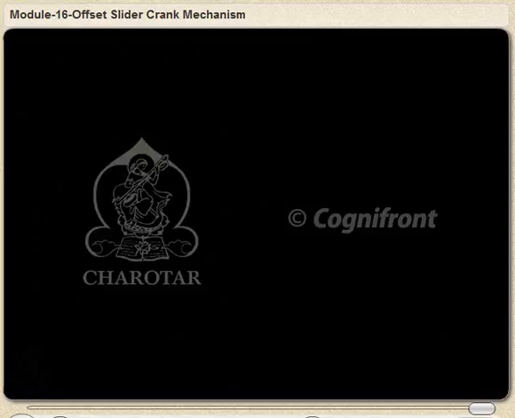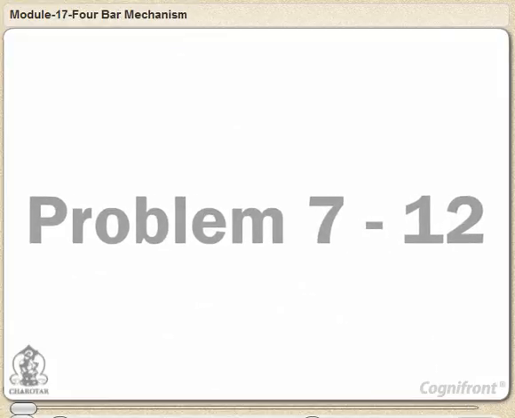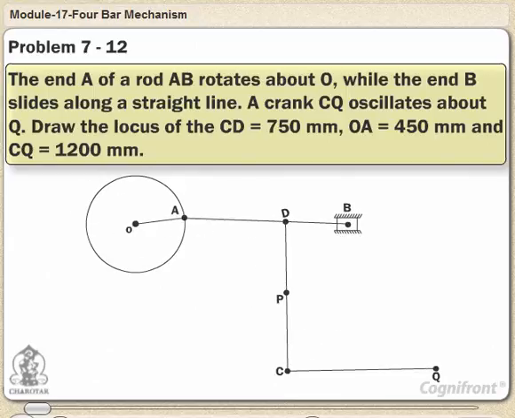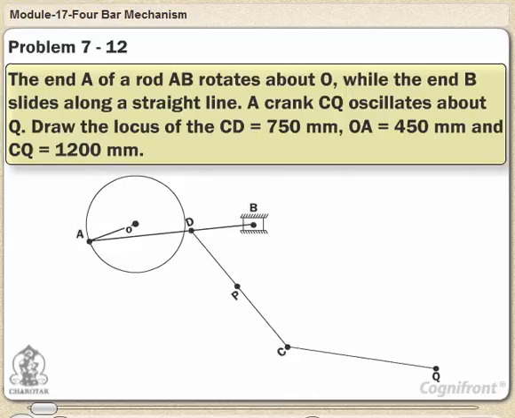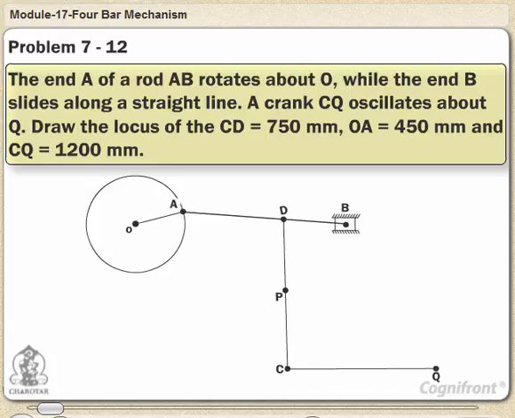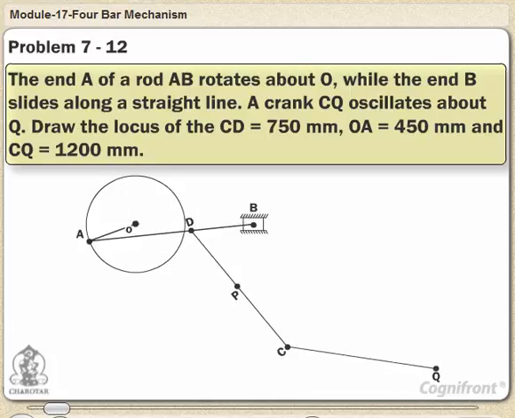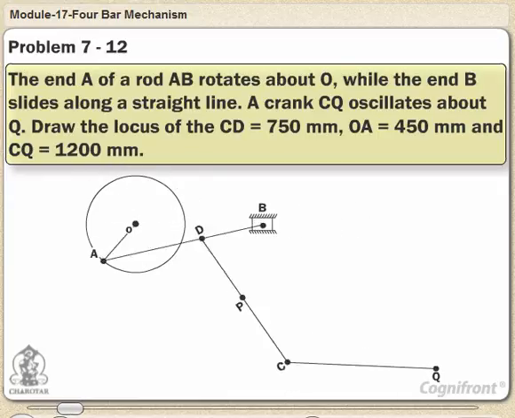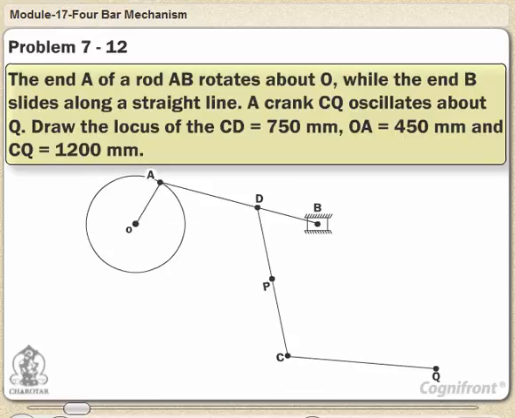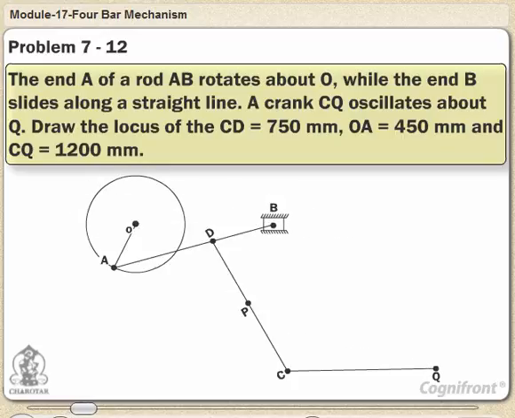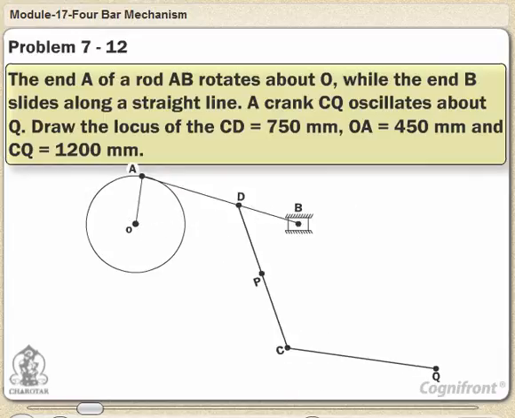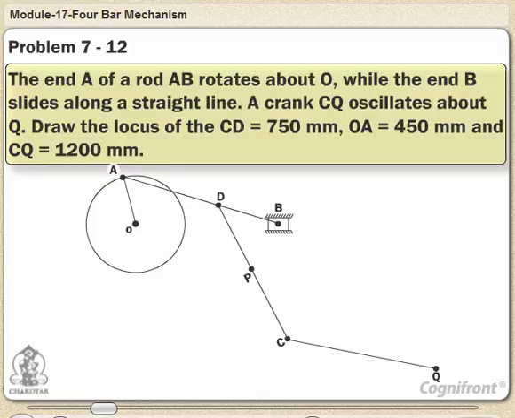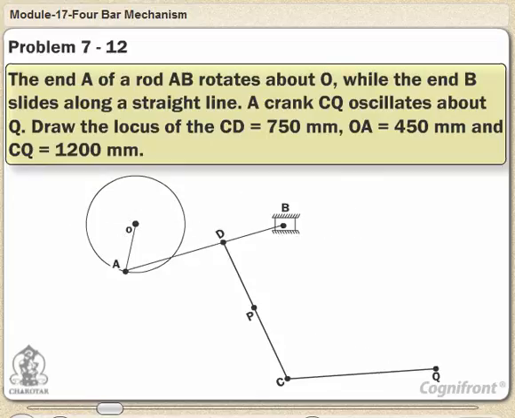Problem 7.12. The end A of a rod AB rotates about O while the end B slides along a straight line. A crank CQ oscillates about Q. Draw the locus of the midpoint P of the connecting link CD for one revolution of the crank OA. AB equals 1500 mm, CD equals 750 mm, OA equals 450 mm and CQ equals 1200 mm.